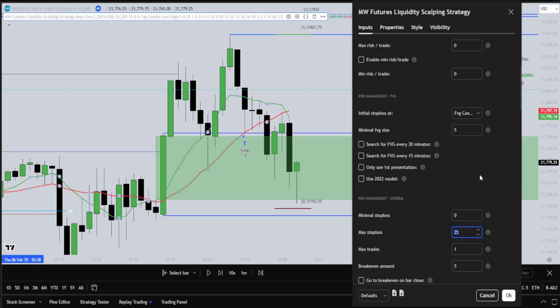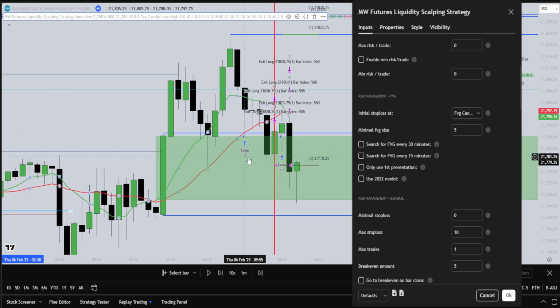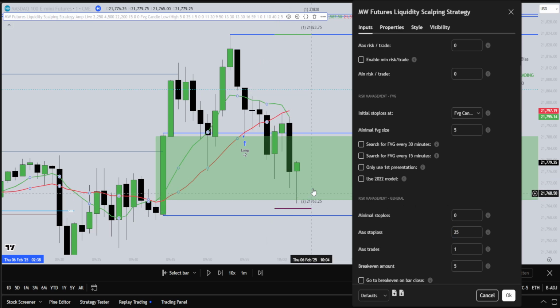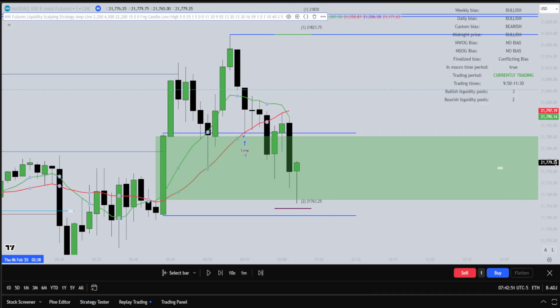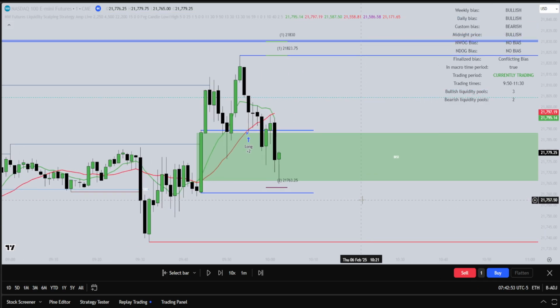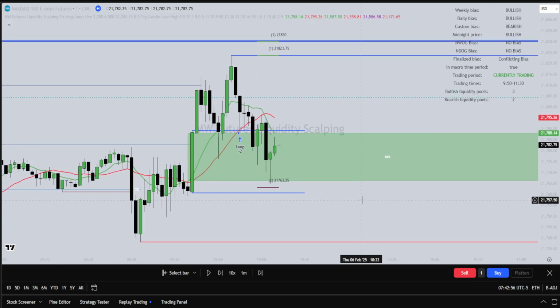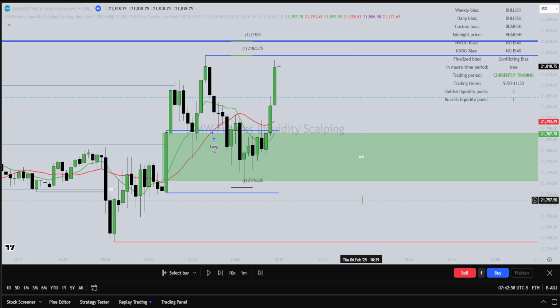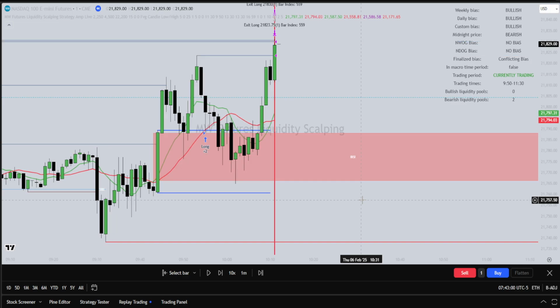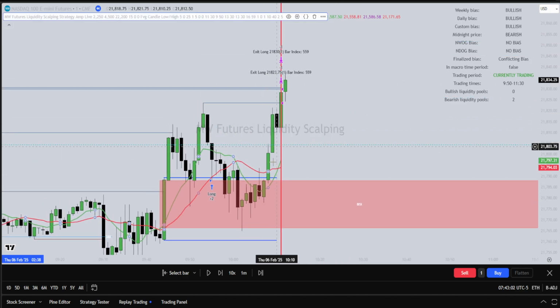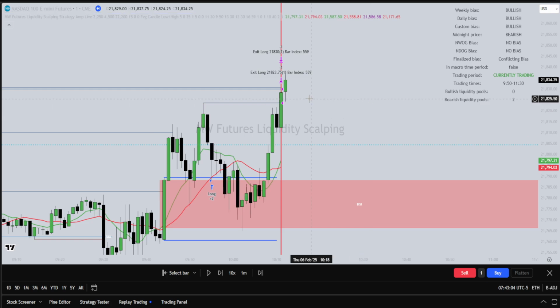For example, if I would place it at 10 handles, you will see that it will be 10 handles away from our entry. We will get stopped out, and we don't want that. So let's put it back at 25, because at 25 handles we were still okay, right? So to make this trade a successful trade, the only thing we had to do was change the max amount of stop loss that we had. And we see that this losing trade now turned into a winning trade.